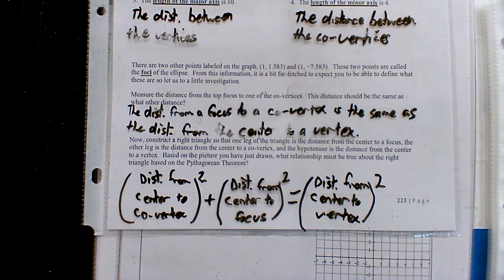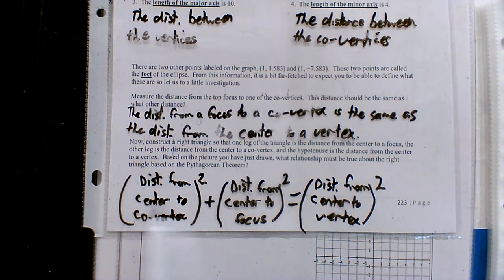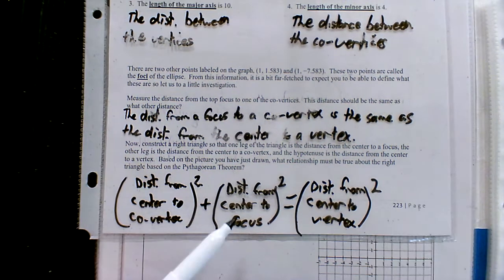So using the Pythagorean theorem, if you know the distance from the center to the co-vertex, that's the closest points, and if you know the distance from the center to the vertex, the furthest away points, you could use the Pythagorean theorem to find what they called the focus, that point that's almost at the top and almost at the bottom. You'd be able to find that point called the focus.